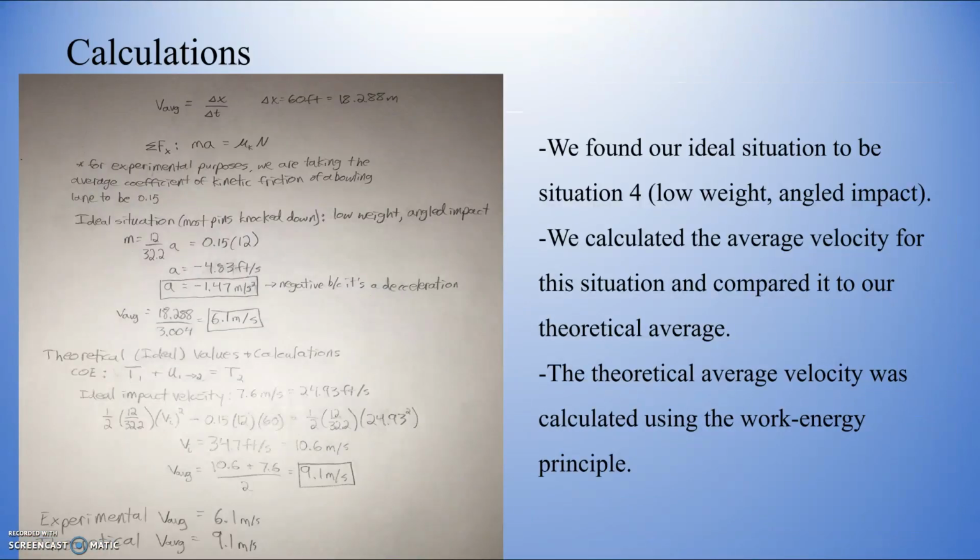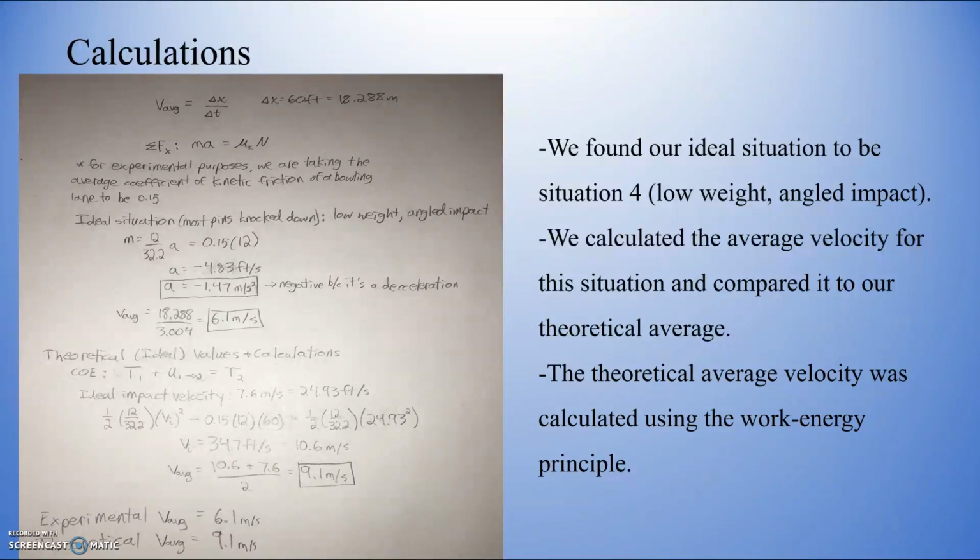In our calculations, we used simply average velocity is equal to change in position over change in time to find our average velocity for our situation 4, which was 6.12 meters per second. And we used sum of forces in the x direction, which was equal to ma, is equal to coefficient of kinetic friction times the normal force. For experimental purposes, we used the average coefficient of kinetic friction as 0.15 because it ranges from about 0.1 to 0.3 depending on the bowling lane.